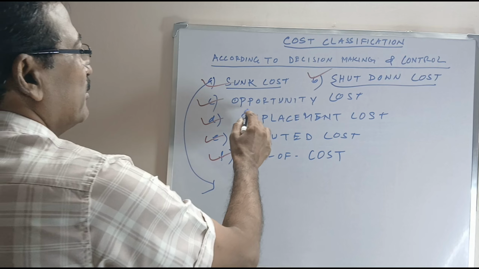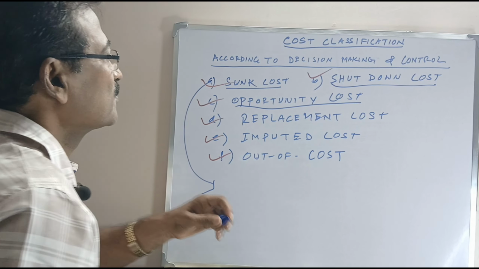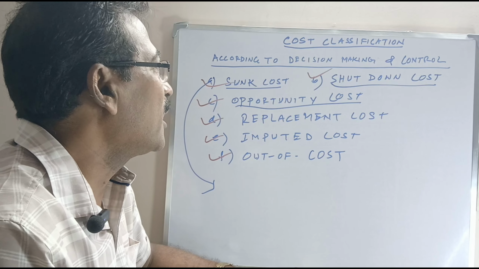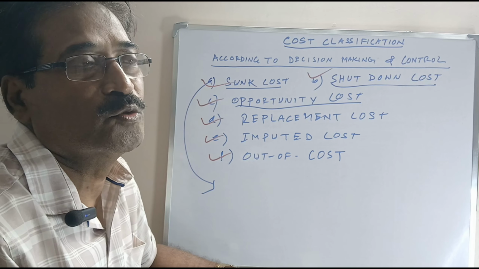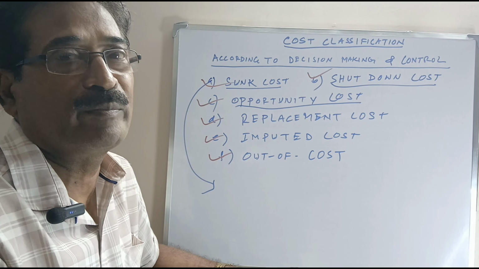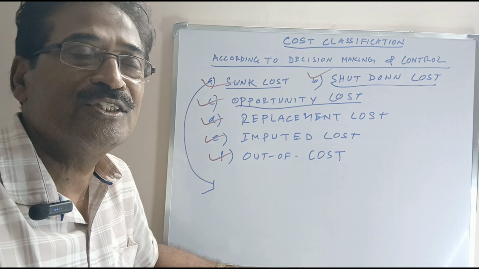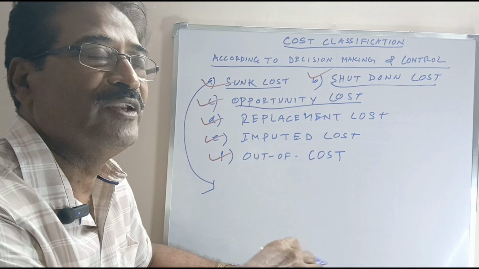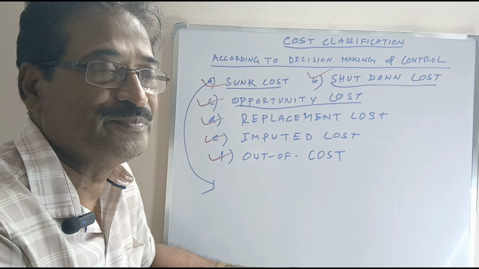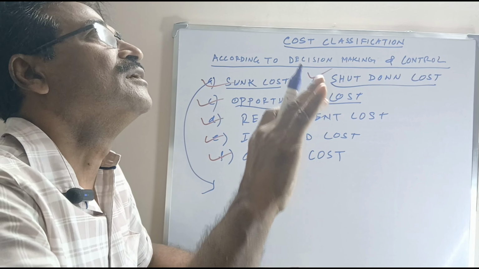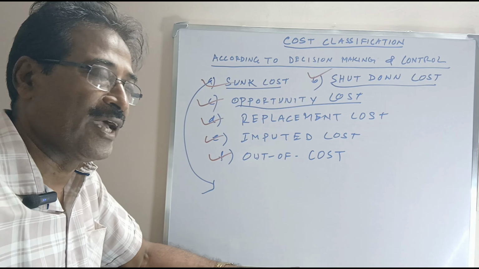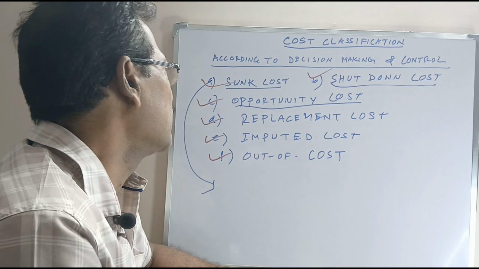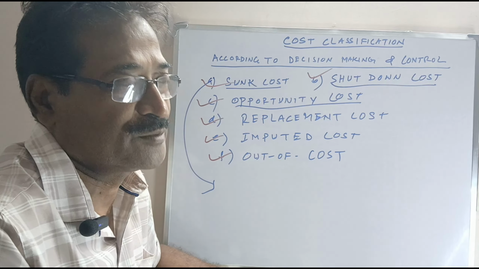Then we are coming to opportunity cost. What is opportunity cost? Opportunity cost are those costs which are related to opportunity lost or benefit foregone in selecting one alternative in preference to other. That is, benefit lost or foregone in selecting one alternative in preference to another. So let us take an example to better understand the concept of opportunity cost.